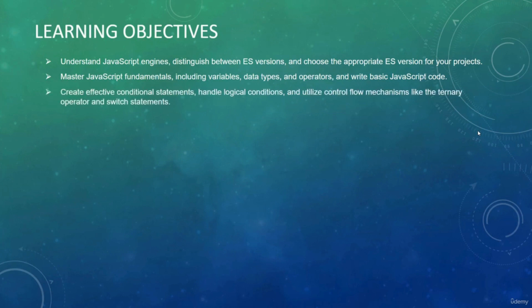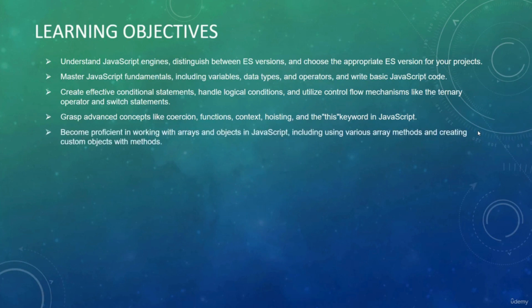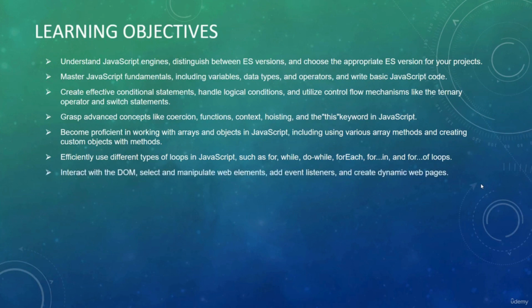At the end of this course, you will have a clear understanding of conditional statements. You will be able to handle logical conditions. You will also be able to work with functions, context, the this keyword, etc. You will be able to work with arrays, methods, objects, etc. At the end of this course, you have full command of loops, including while, do while, for each, for in, and for loop, etc.